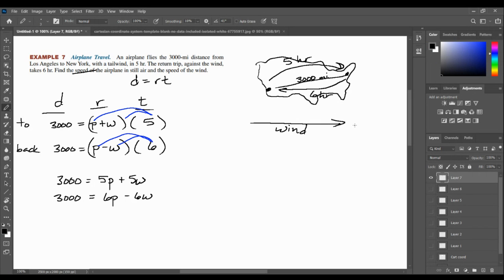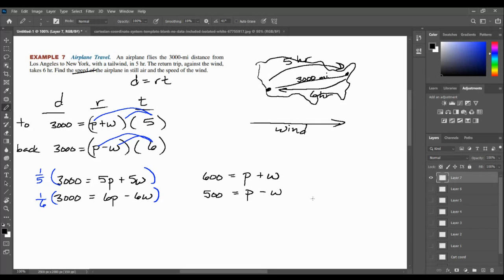Well, you know what? This would be a lot easier if I divided everything in this first equation by 5 and everything in the second equation by 6. So 3,000 divided by 5 is 600. 5 divided by 5 is 1. 5 divided by 5 is still 1. And then dividing by 6, 3,000 divided by 6 is 500. 6 divided by 6 is 1. And 6 divided by 6 is still 1.